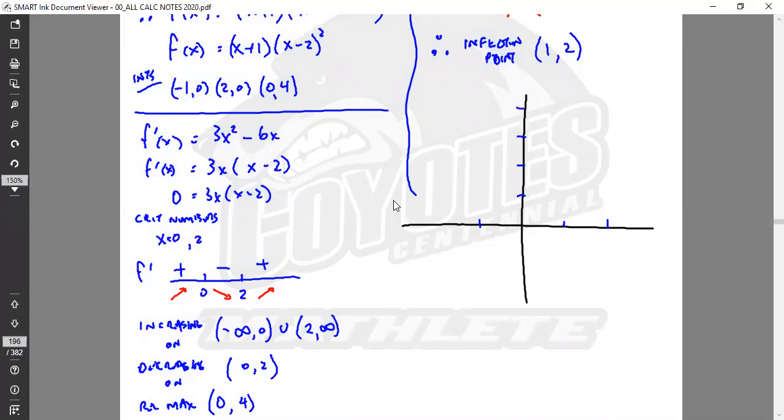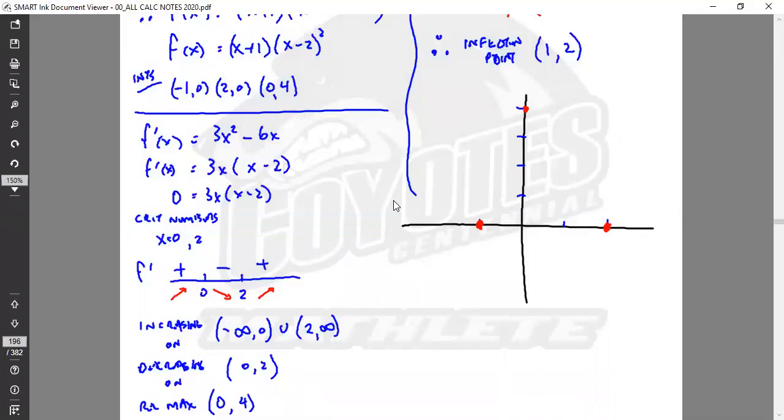Okay, so all of that put together. We have -1, 0 is one of our x-intercepts. 2, 0 is an x-intercept. We know from Math 30-1 that it has a multiplicity of 2, so it's just going to touch the x-axis at a tangent there. We have 0, 4, which is not only our y-intercept, but it's also a maximum there. So we have a relative maximum at 0, 4 at our y-intercept.